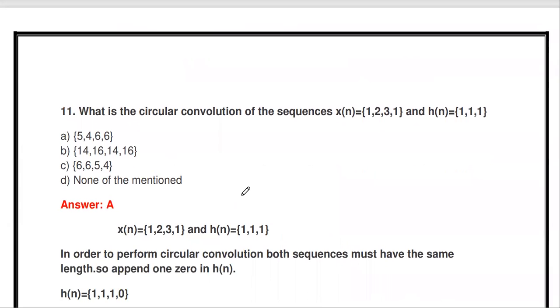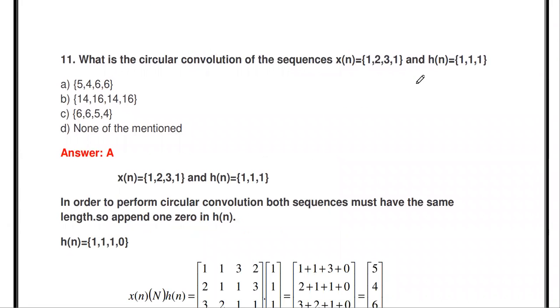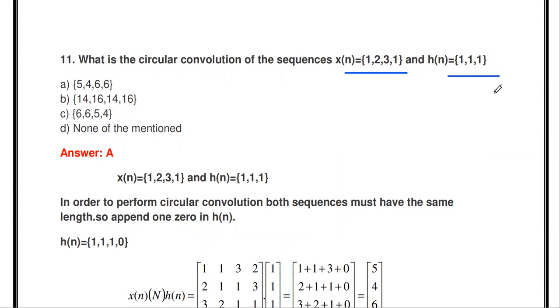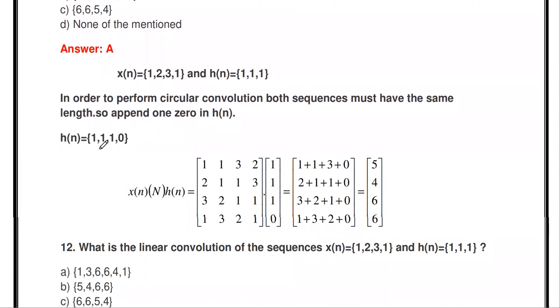Then similarly, you see the next question. What is the circular convolution of the sequences x of n equal to 1, 2, 3, 1 and h of n equal to 1, 1, 1? You see here, x of n has 4 samples, but h of n has only 3 samples. But the rule to perform circular convolution is that both sequences must have the same length. So in h of n, you just append a 0 at the end. So h of n can be written as 1, 1, 1 and 0.